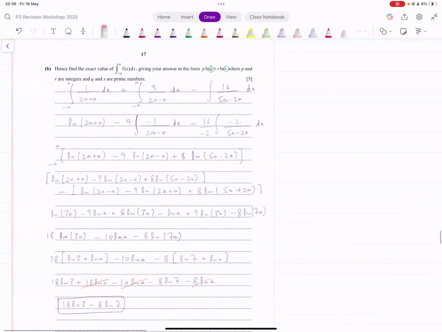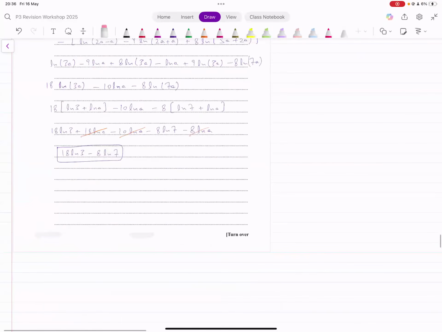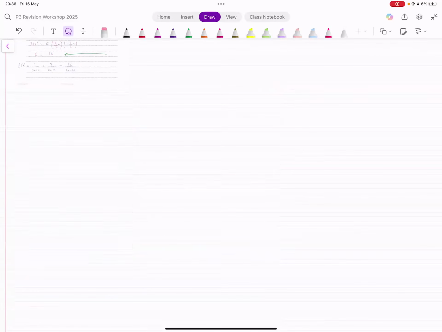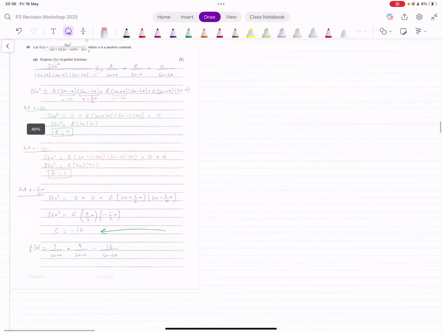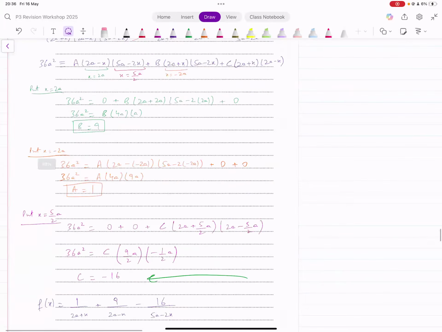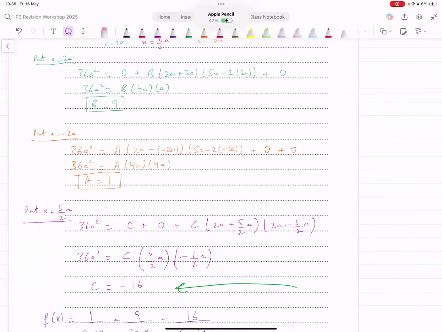Actually, this is integration. I copied that by mistake. I will just remove that from here. And that's it. That's all that you need to know about partial fractions. We'll talk about the binomial part when we do binomial next. But as far as partial fractions is concerned, this is all that you need to know about.